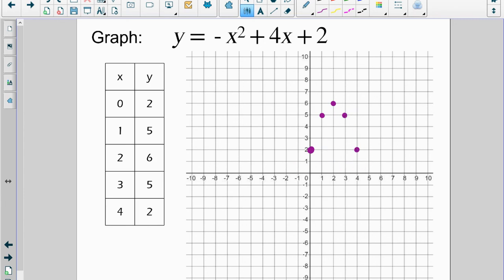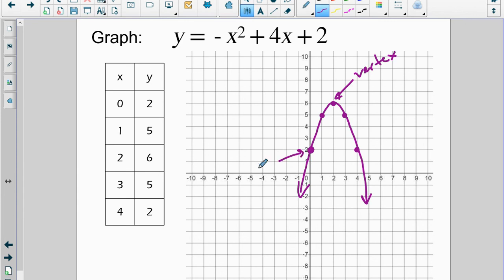And this is a time where, again, you could try to figure out what happens when x equals 5. It's just going to be down a little bit lower. It gives you another place to aim for when you're drawing your parabola. Make sure it's rounded at the top and not pointed. And there you go. We have our vertex at the top, which makes it a maximum value of 6.